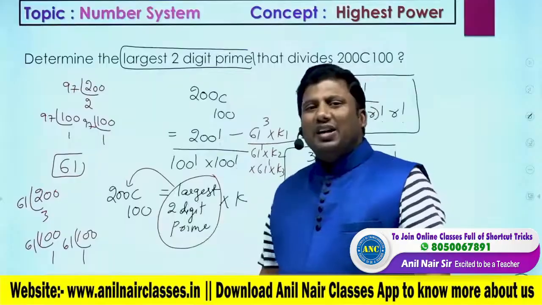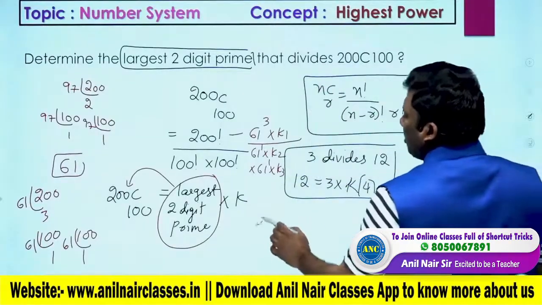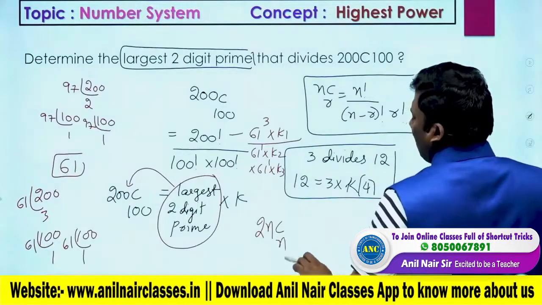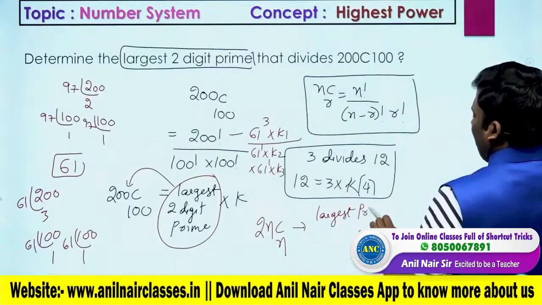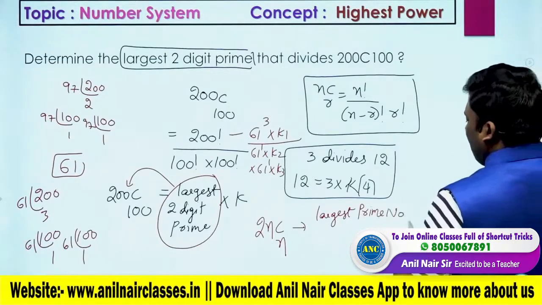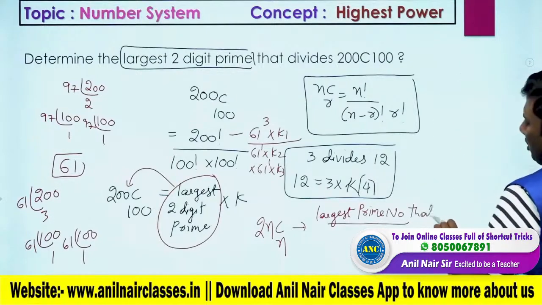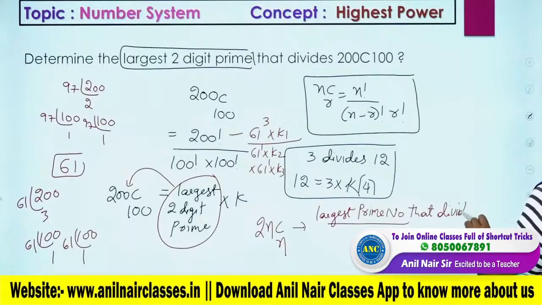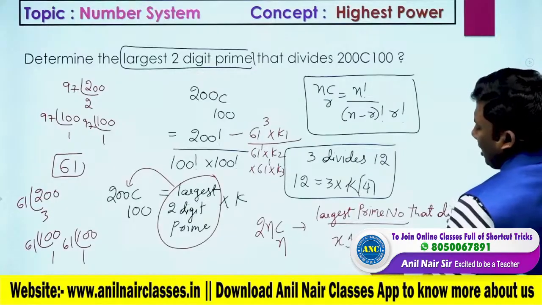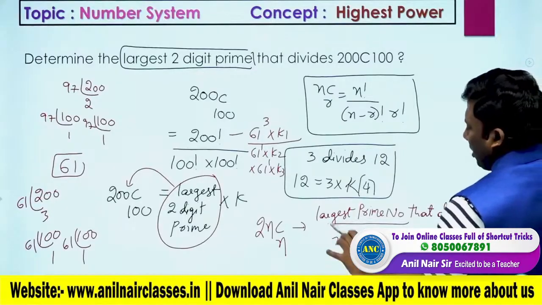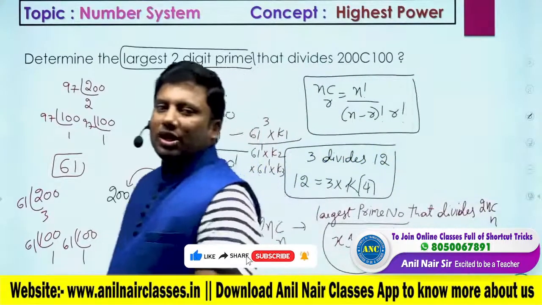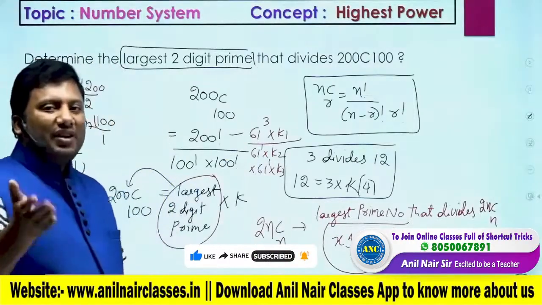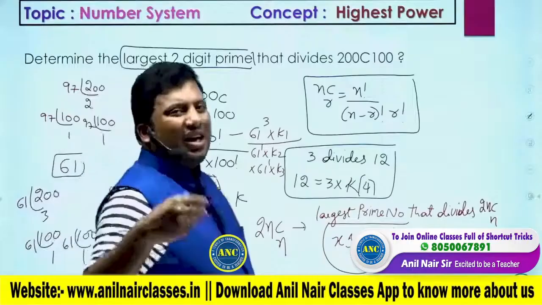But what I did was enumeration. In this kind of question, if the question is of the form largest prime number that divides 2nCn, x is a prime number closer to 2n by 3. You do not need to start from 97, then 89. It is a very time consuming process.